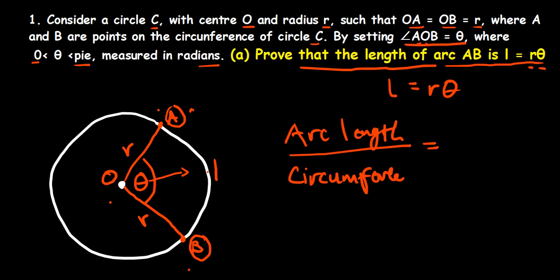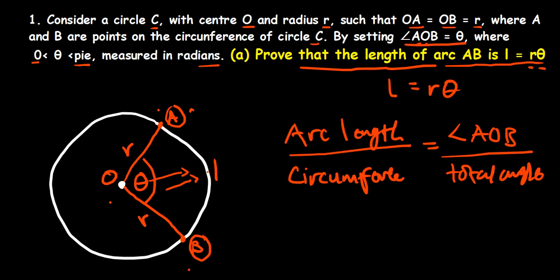And then we're going to say this is equal to the angle AOB, which is the angle that is responsible for making this arc. So I'm going to say angle AOB, and then divided by the total angle around this center O here, or we can say the total angle of this circle here. So I'm going to write total angle around O. This total angle is the same as a complete revolution. Okay, so this is what we are going to do.